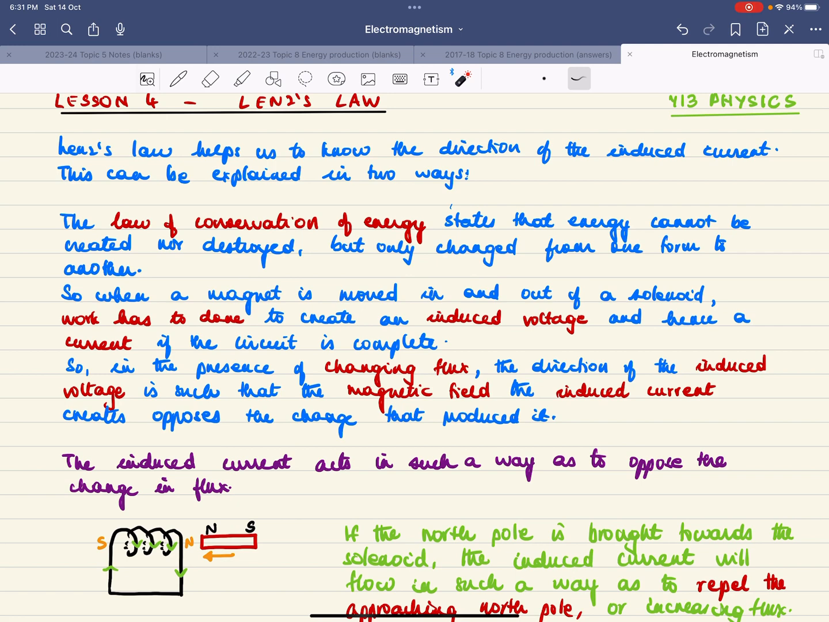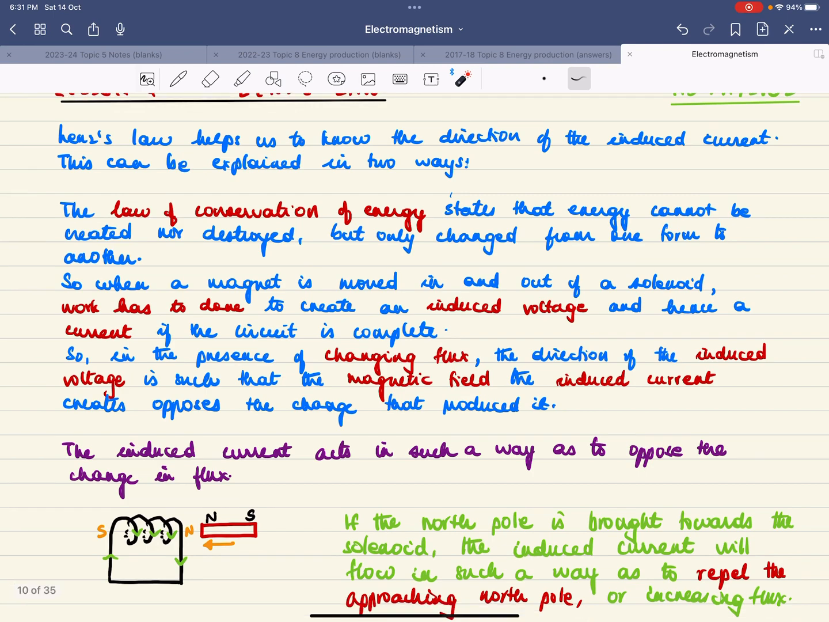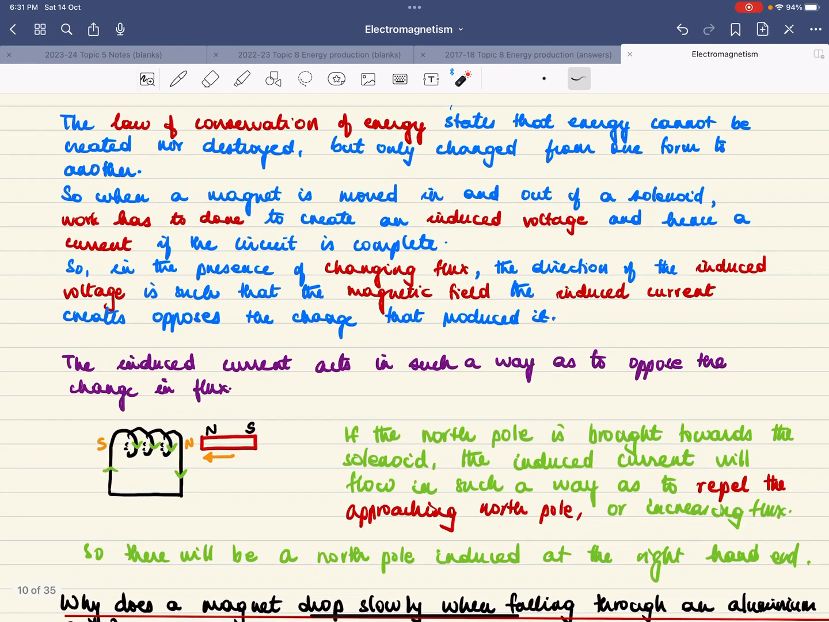So when a magnet is moved in and out of a solenoid, work has to be done to create an induced voltage and hence a current if the circuit is complete. In the presence of changing flux, the direction of the induced voltage is such that the magnetic field the induced current creates opposes the change that produces it. So the induced current acts in such a way as to oppose the change in flux.